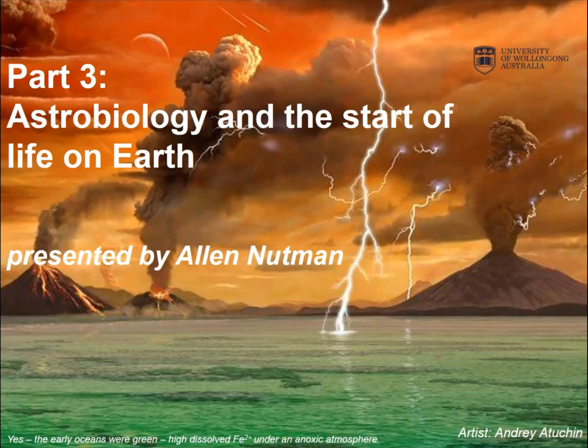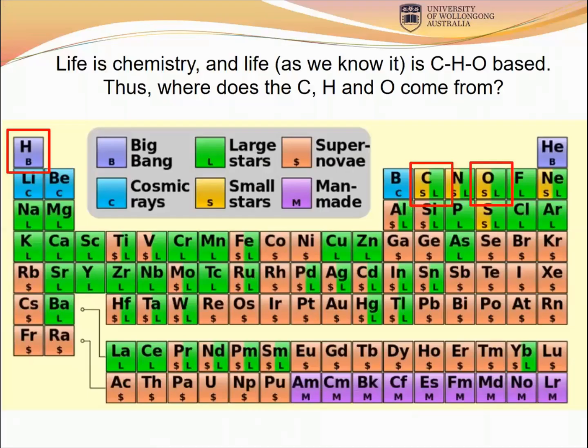Okay, so life. We take it for granted, but what does it actually need? So life is chemistry, and life as we know it is all carbon, hydrogen, oxygen based, with a few bits of other things thrown in. So the most important thing is, where does the carbon, hydrogen, oxygen come from?